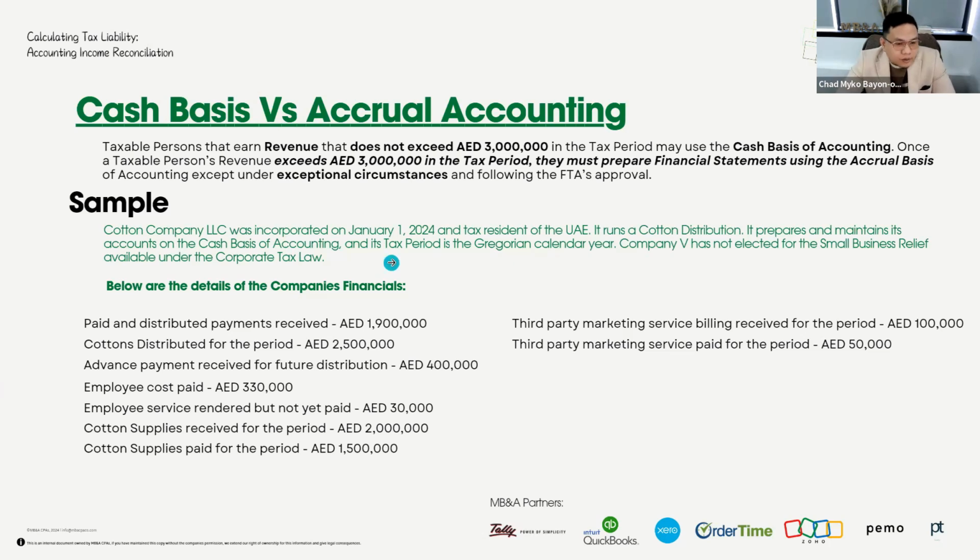Okay. So they have an employee service rendered but not yet paid of 30,000, and then cotton supplies received for the period of 2 million, and then cotton supplies paid for the period of 1.5 million, and then they have a third-party marketing service billing received for the period of 100,000, and then they paid for 50,000. So let's try to dissect the difference between cash basis and accrual accounting.